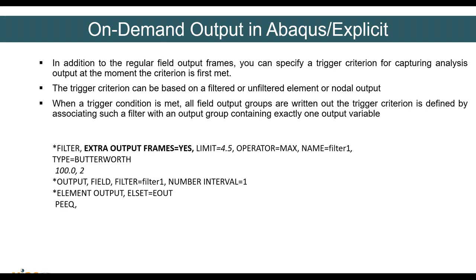This triggering criteria can be based on a filtered or unfiltered element or null output. When a trigger condition is met, all the field output groups are written out, and the trigger criteria is defined by associating such a filter with an output group containing exactly one output variable. What you can see here in this keyword option is start filter, extra output frame equal to yes. This is how this parameter needs to be used. And this filter is defined here in start output, field, filter. You give the name here and you give the variable that you want to request.